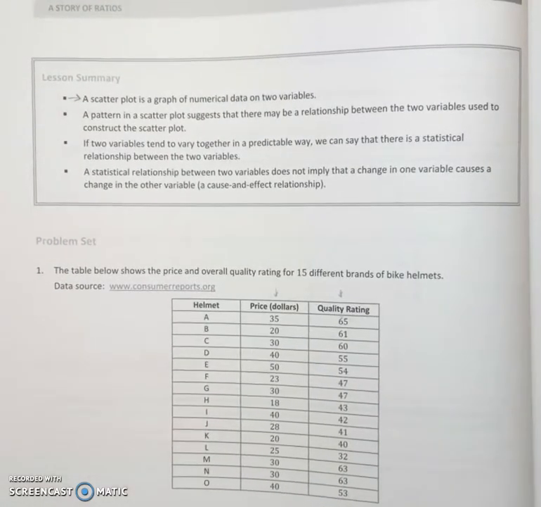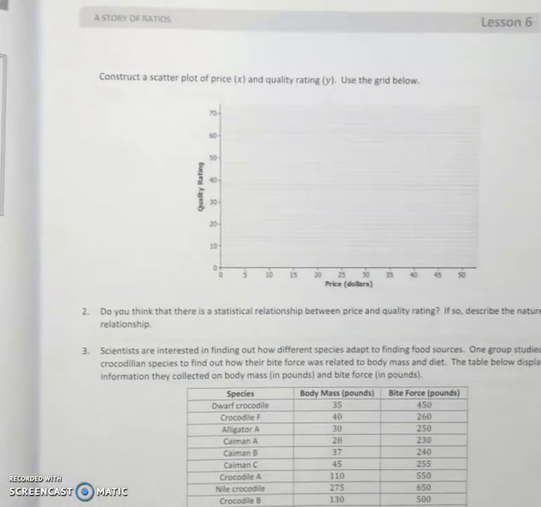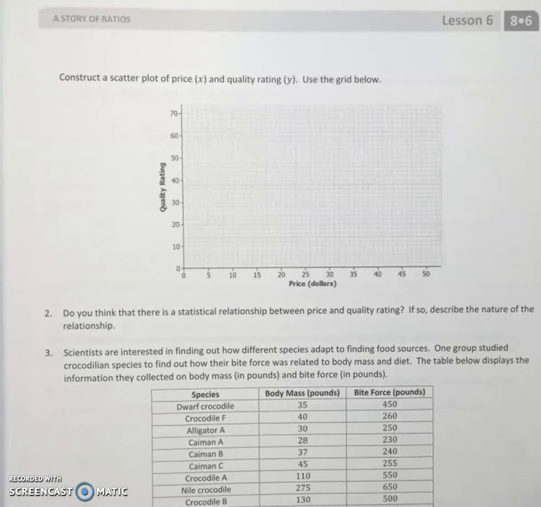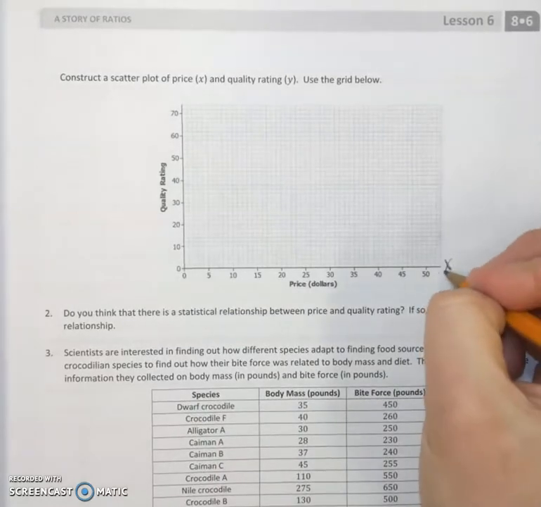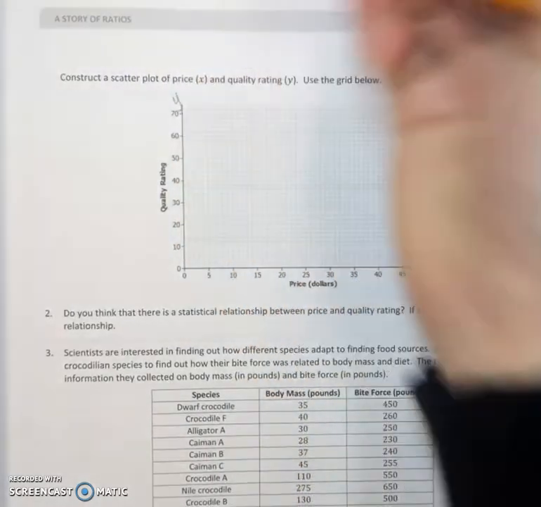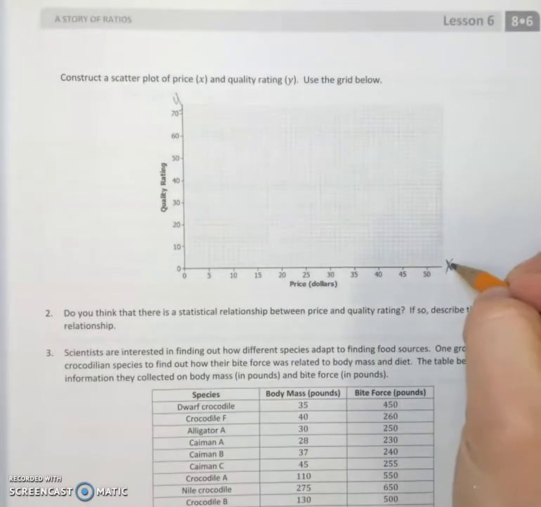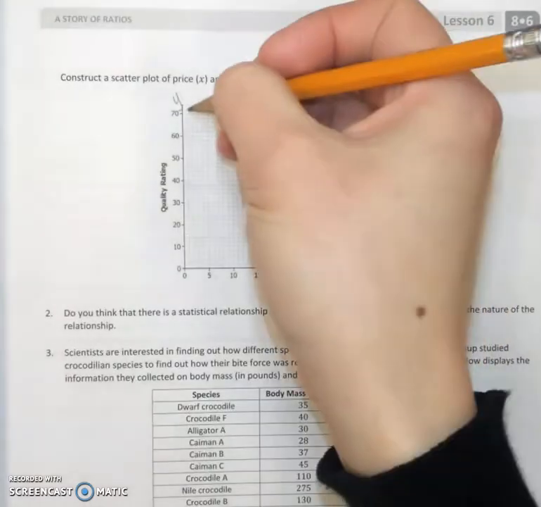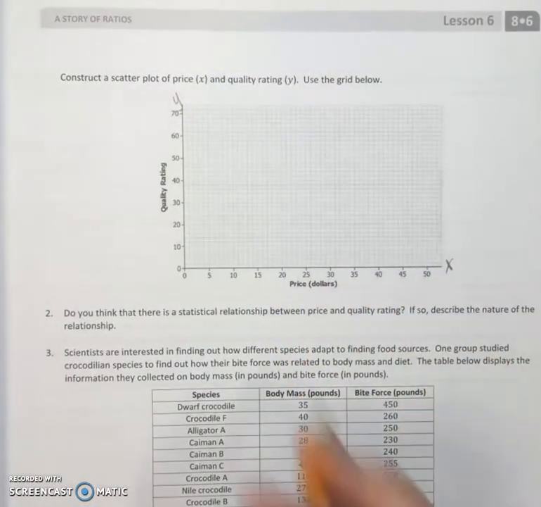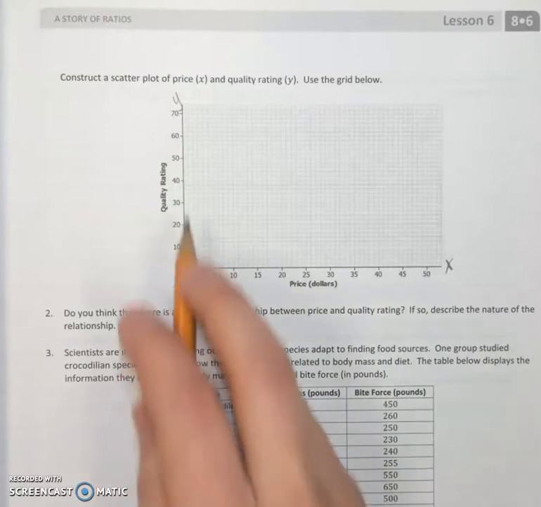Okay, so our data is there. I need to go over here to actually construct the scatter plot. That's what it's asking us to do. Construct a scatter plot of price X and quality Y. Use the grid below. So it's just like a normal graph. You have your x-axis and your y-axis. And remember, x-man running, y-man climbing, or x to the left, y to the sky. Whatever you have to do to remember that this one down here is your x, this one is your y.